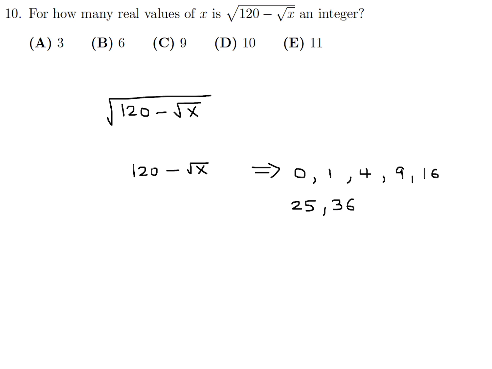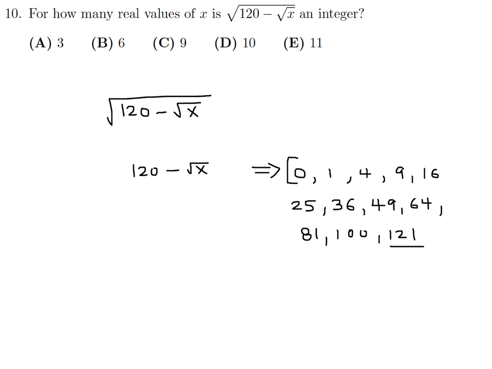Now, it can't be less than 0, right? Because if it's less than 0, then you'd be taking the square root of a negative number, and that's obviously not going to be an integer. But so this boundary is set. But what about that way? How far do I go here? Well, let's see. What's our next one? 49, then 64, then 81, and then 100, and then 121. All right, let me stop there.